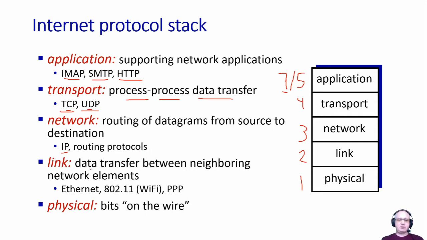Then under that, layer 2 is the so-called link layer that governs the data transfer between neighboring elements in the network. So the protocol that makes sure that data can be sent from one hop to the next one. Examples include Ethernet, the Wi-Fi wireless protocols, other protocols such as PPP, which is point-to-point protocol.